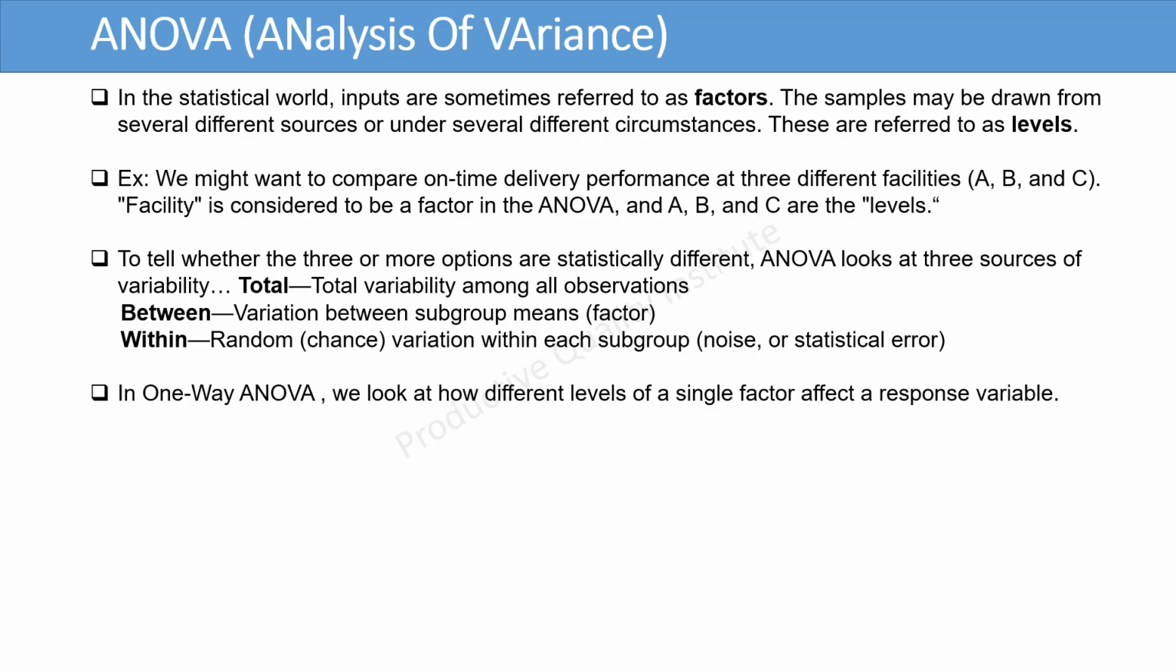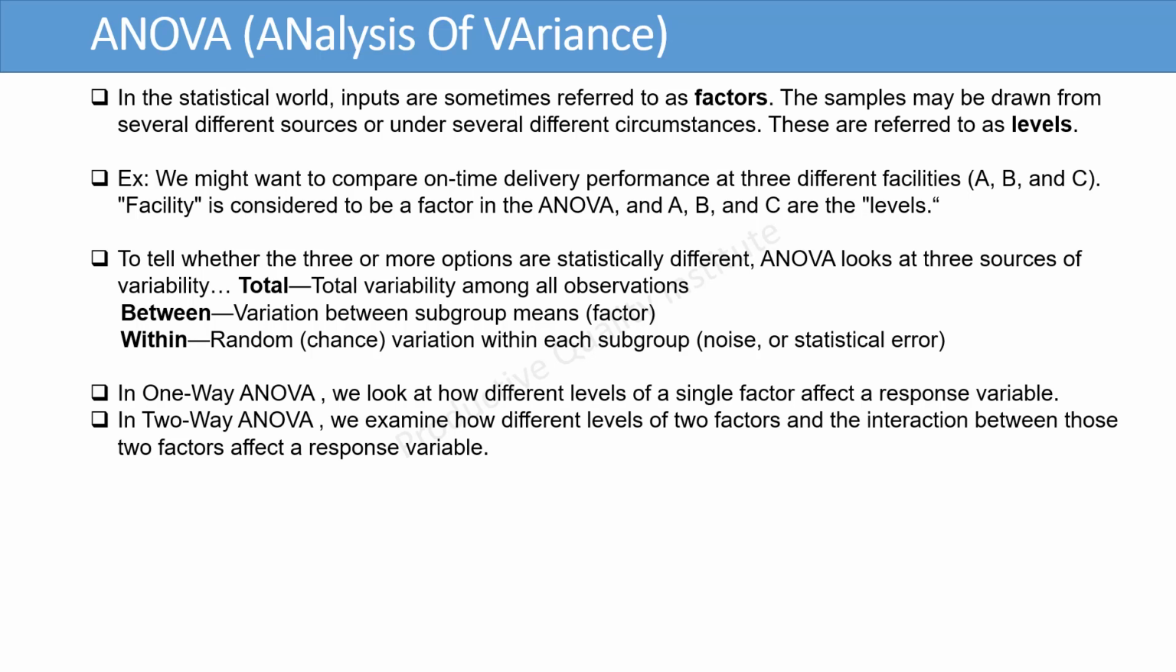In one-way ANOVA, we look at how different levels of a single factor affect a response variable. In two-way ANOVA, we examine how different levels of 2 factors and the interaction between those 2 factors affect a response variable.